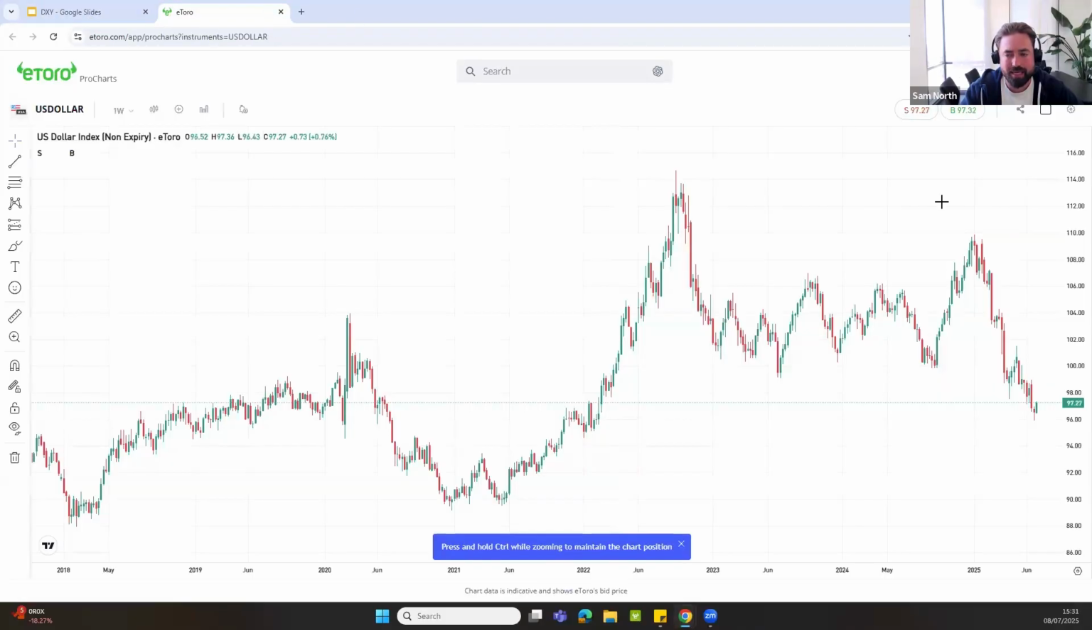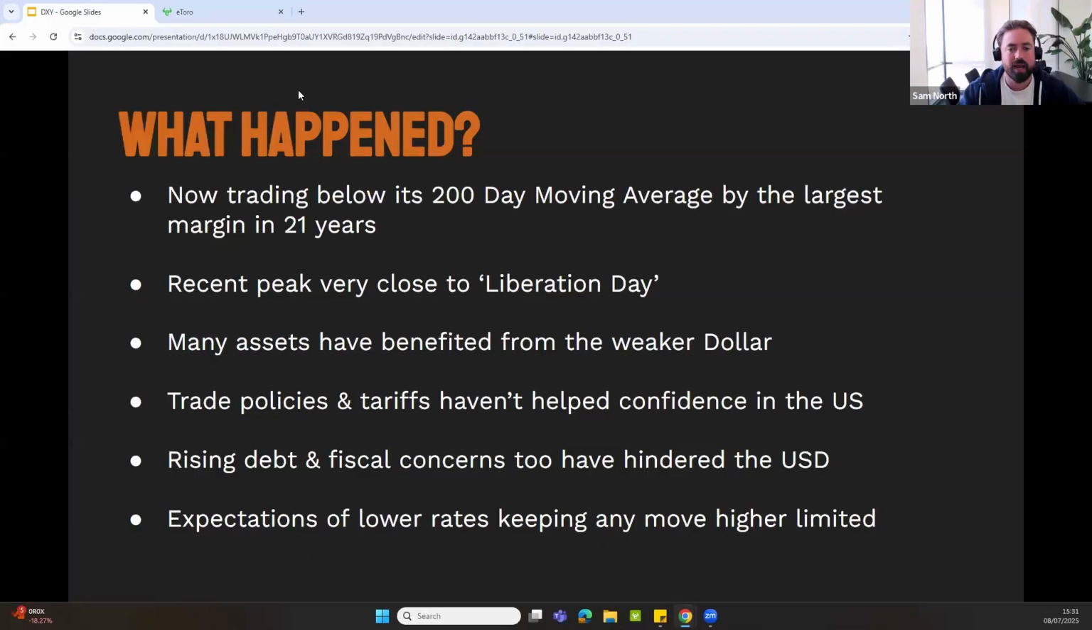The recent peak that we had, or the high of this year, was very, very close, and it was the week of Liberation Day. And it's no surprise, Trump wanted a weaker dollar. He's got that. The question now is, what's about to happen to price? Many assets have benefited from the weaker dollar. Gold is one of those two, for sure.